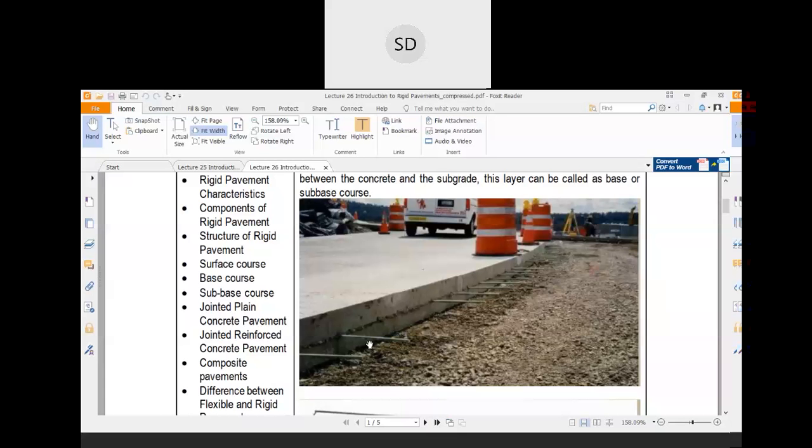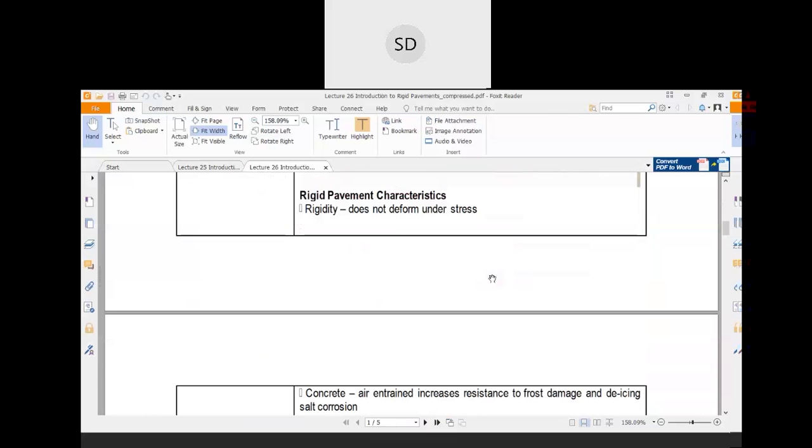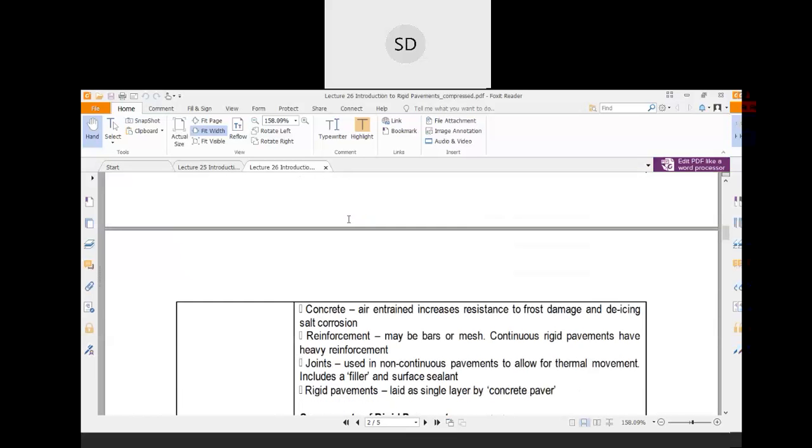And another thing is, whenever cracks appear, this reinforcement will help to hold them together along with the other portions of the rigid pavement. So basically that is the function of the reinforcement used in the construction of the rigid pavement. Now, rigid pavement characteristics: first one is rigidity. It doesn't deform under stresses.